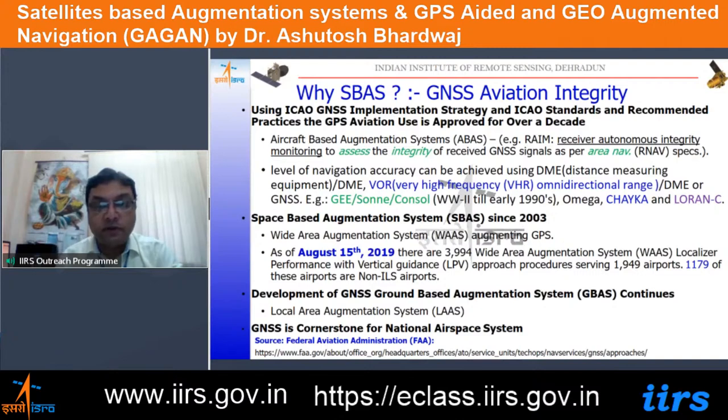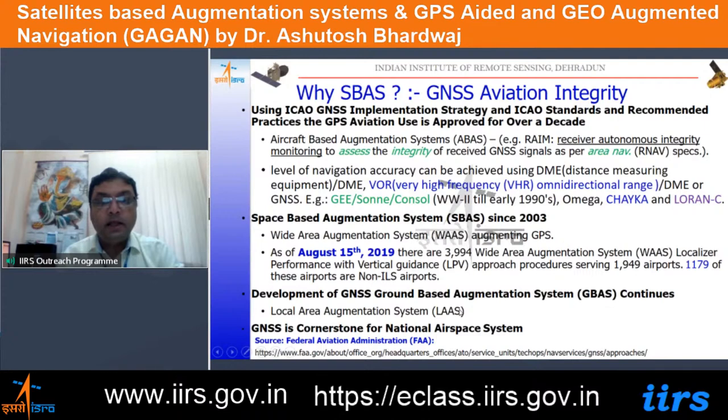So almost about 4,000 airports are having the WAAS localizer systems for performing, and about 1200 of them are non-ILS airports. That means their taking off, landing, or the ATC control, all of those things are going through the GNSS. Their landing and taking off operations are fully controlled by the GNSS based SBAS systems. That is the WAAS in case of the US.